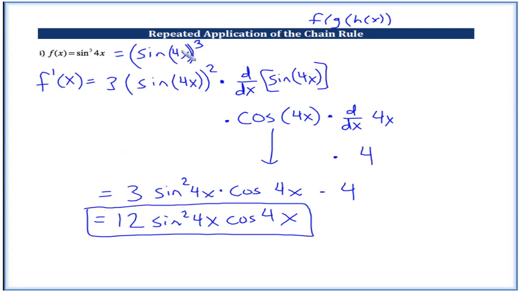Okay, so you can see when you have multiple functions embedded here, that you just keep doing the chain rule until it all works out, until there's nothing left to find the derivative of. So you just keep going as many times as you need to.